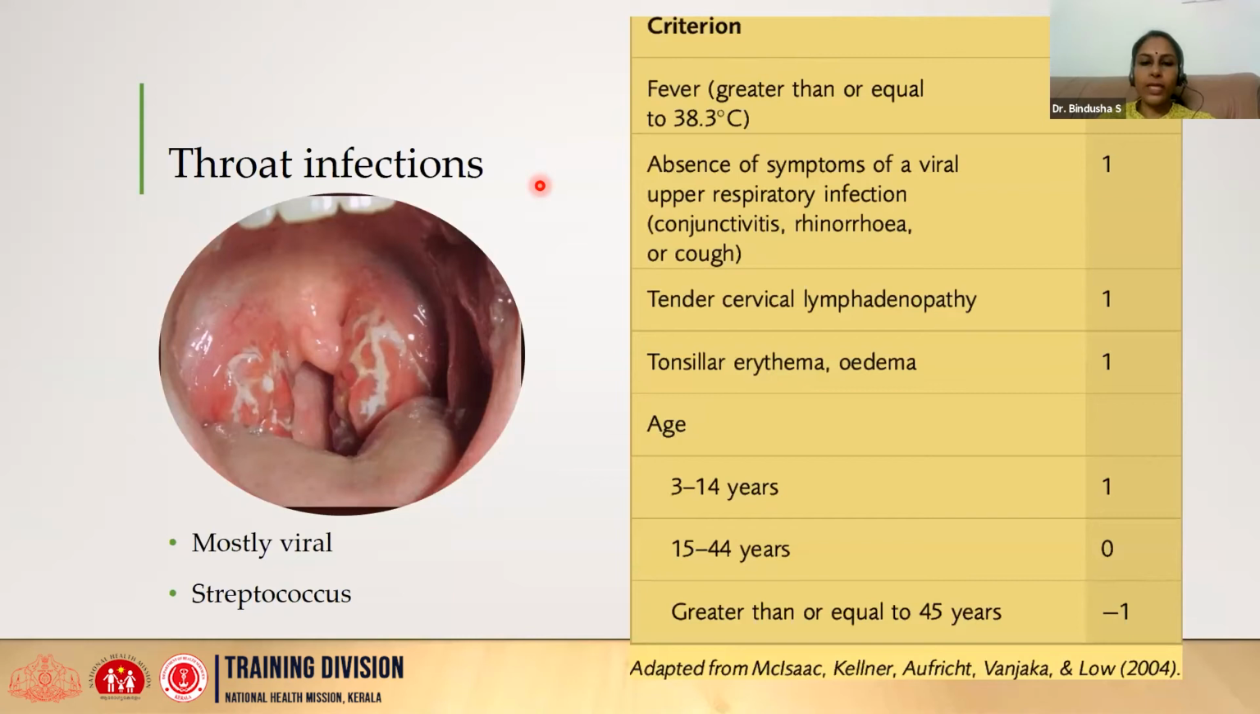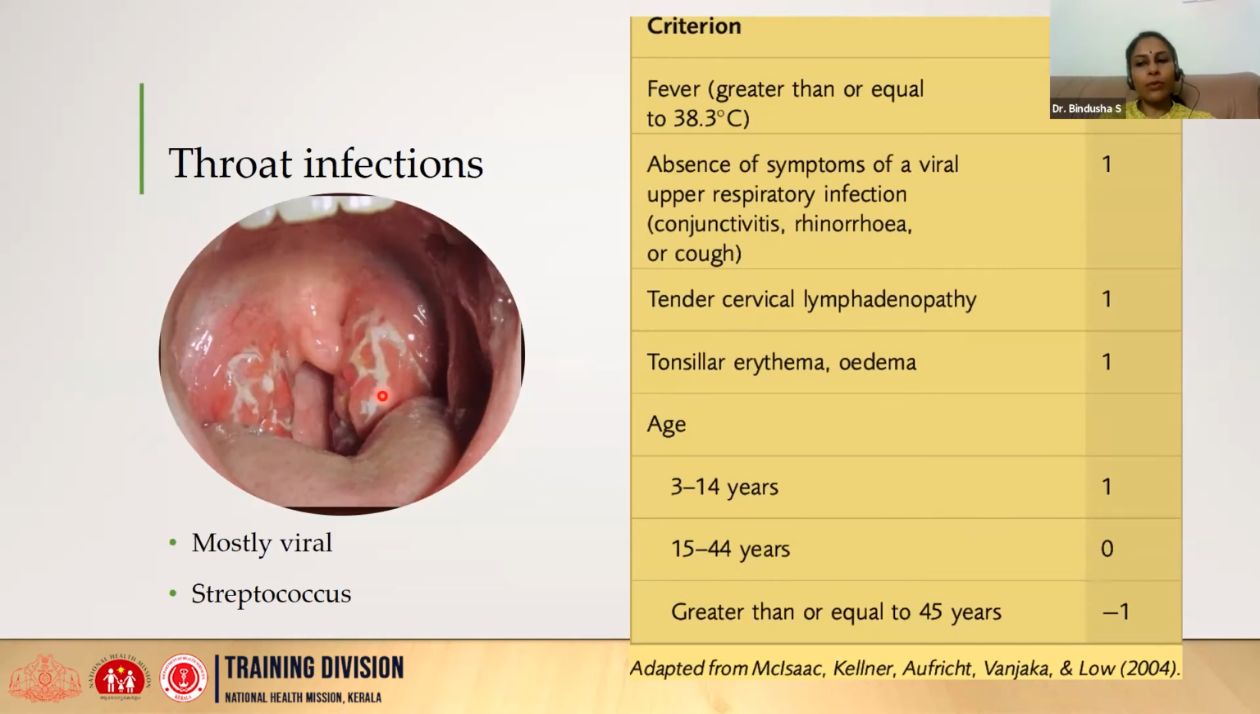The usual age group for streptococcal infection is the school-going age group. 5 to 15, we usually used to say, but in the Centor criteria, they use 3 to 14 years as the time for streptococcal infection. Along with that, high fever is also suggestive of streptococcal infection, as is absence of viral URI and cough, the viral respiratory symptoms. If the patient has viral upper respiratory symptoms and cough, it is more likely to be a viral infection. If the patient has tender cervical lymphadenopathy, it is more likely to be a streptococcal infection. If there is tonsillar erythema, edema, and exudate, it's more likely to be a streptococcal infection.